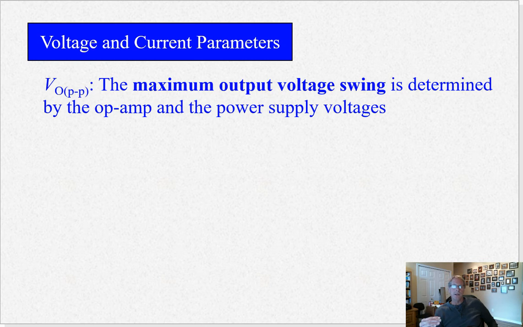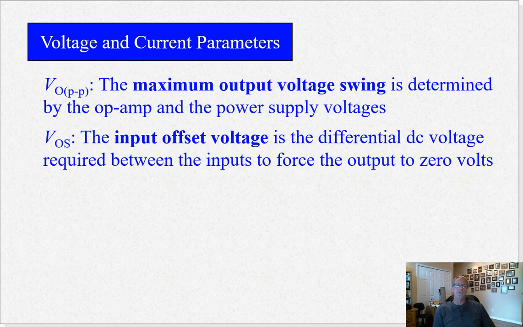There's also something called a rail-to-rail op amp, where the output can get very, very close to the power supply voltages, what we call the rails. So with plus or minus 12 volts, you might get 11.9 and minus 11.9 volts or better.